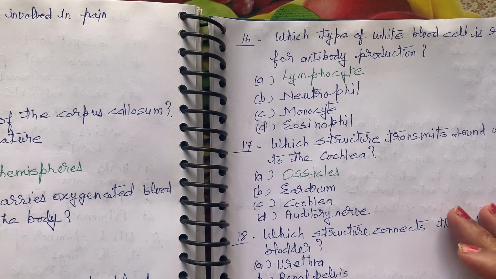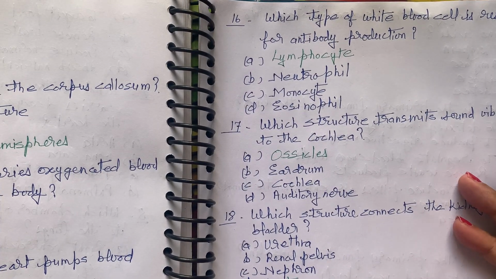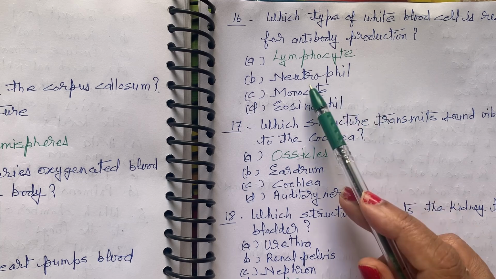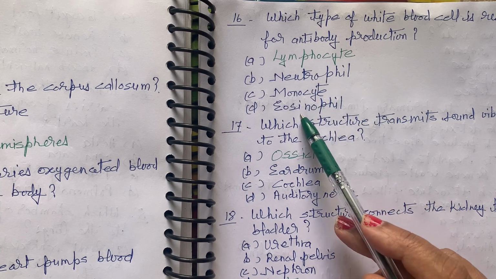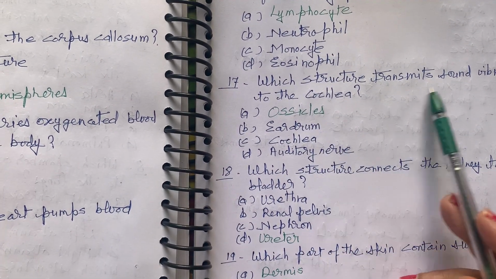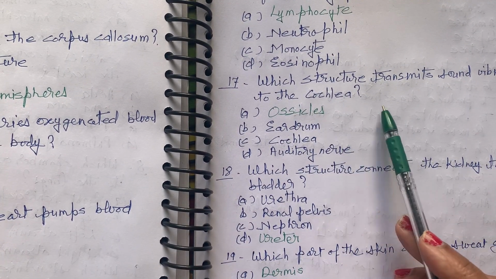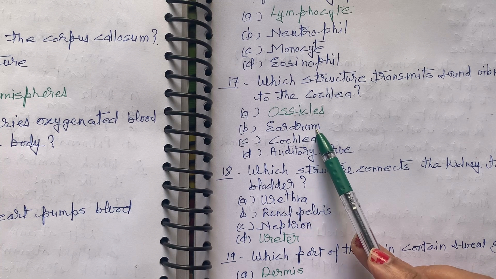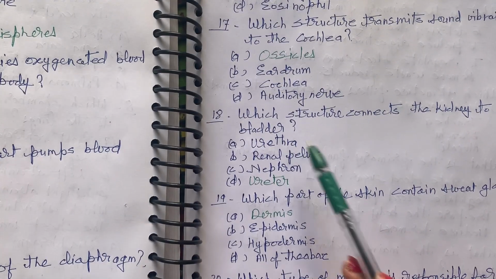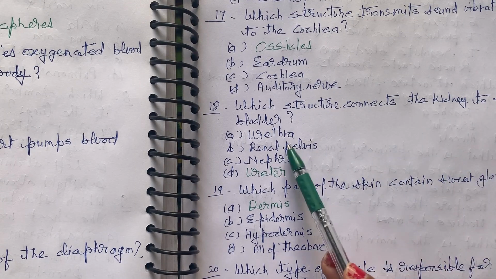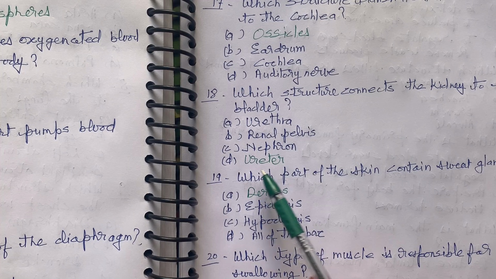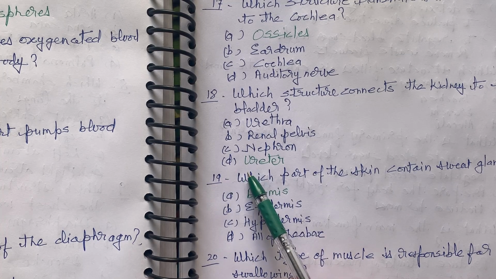The next one, which type of white blood cell is responsible for antibody production? Lymphocyte, neutrophil, monocyte, eosinophil. The correct option is lymphocyte. Which structure transmits sound vibrations to the cochlea? Ossicles, eardrum, cochlea, auditory nerve? The correct option is ossicles. Which structure connects the kidney to the bladder? Urethra, renal pelvis, nephron, ureter. The correct option is ureter.